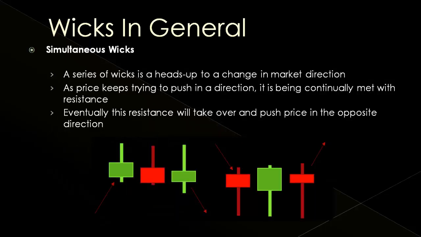Let's take a look at an example of simultaneous wicks. Simultaneous wicks are a series of wicks. This is a heads up to a change in market direction. As price keeps trying to push in a direction, it is being continually met with resistance. Eventually, this resistance will take over and push price in the opposite direction. As you can see on the image below, we have a set of 3 candles. In the first set, you'll notice that it's forming relatively small bodies, but the wicks are being formed much longer above the candle body. This tells us that there is a potential for price to reverse and start moving downwards.